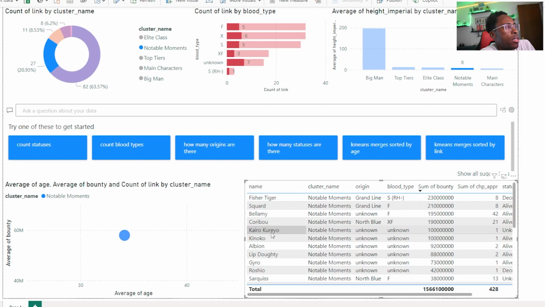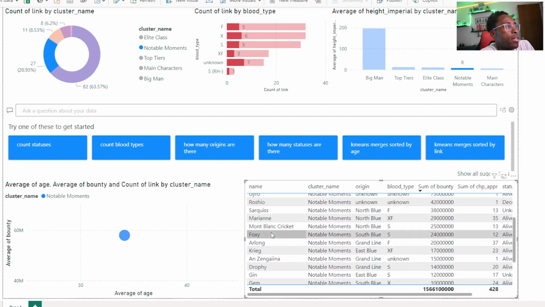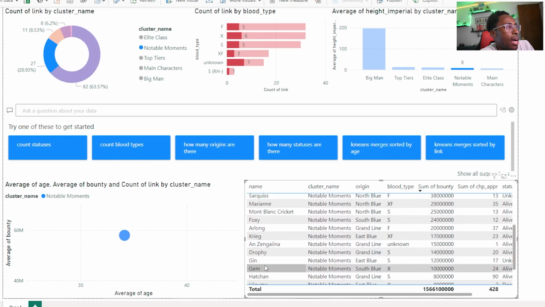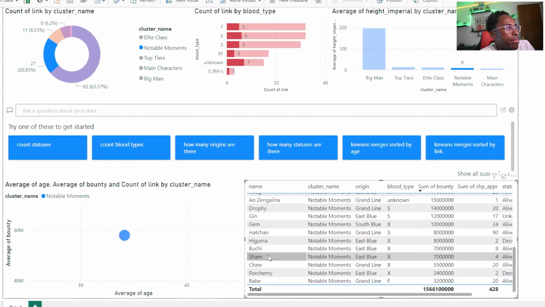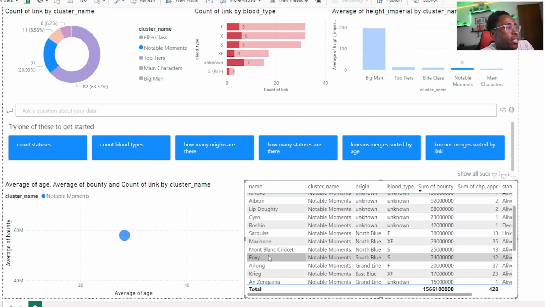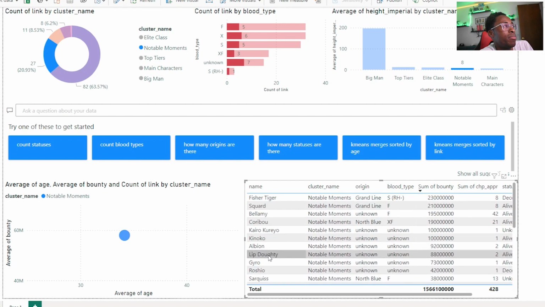And then we have a bunch of other kind of characters outside of Foxy, Arline, Krieg, Jin, Hachin. I can't really remember some of these characters, so maybe I should just rename this instead of notable moments to something else. Let me know what you guys think below. Then we go to top tiers.